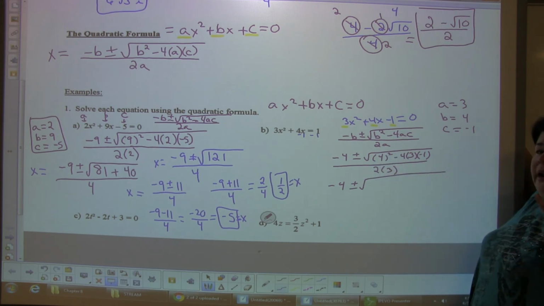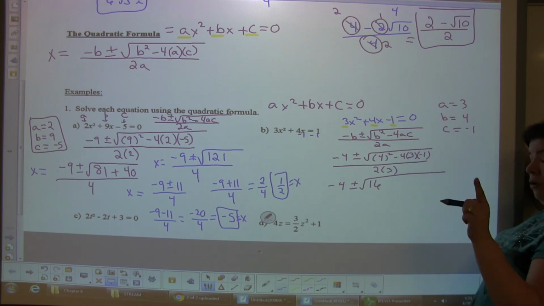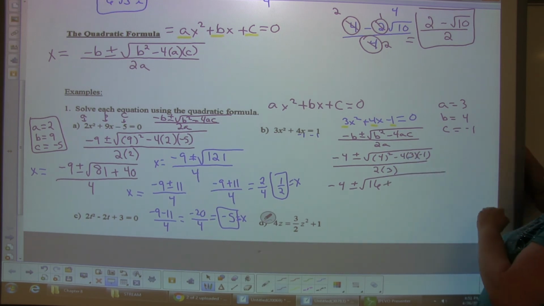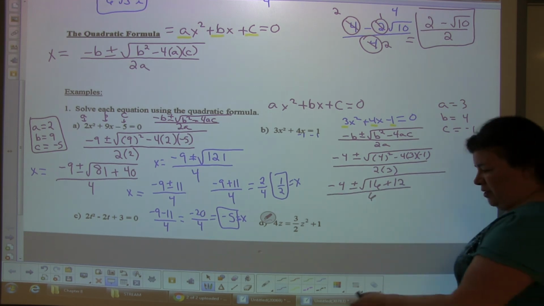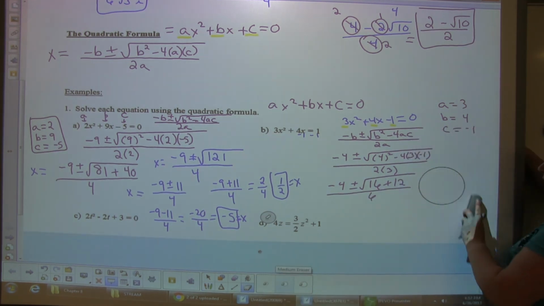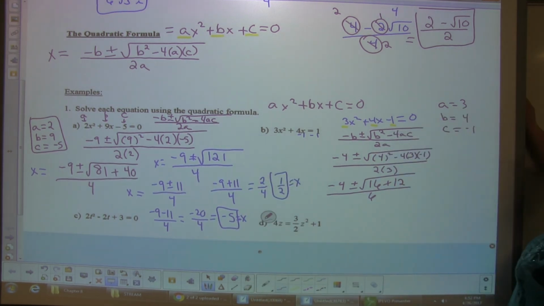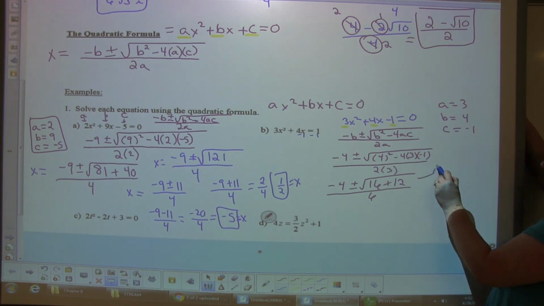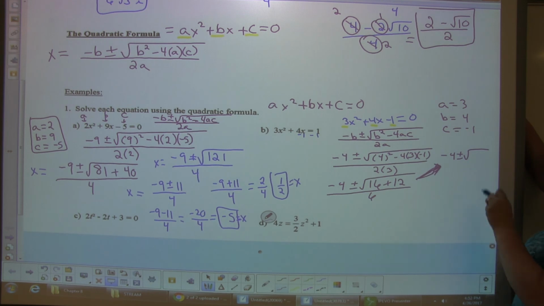So 4 squared, again, any number squared is positive. Scope this out. I have 2 negatives, so I know I'm going to have a positive. 4 times 3 times 1 is 12 all over 6. I really have to stop making my square roots very big. Okay. Now, if I go ahead and simplify that, I'm just going to drag that over here. Negative 4 plus and minus 16 plus 12 is 28 all over 6.